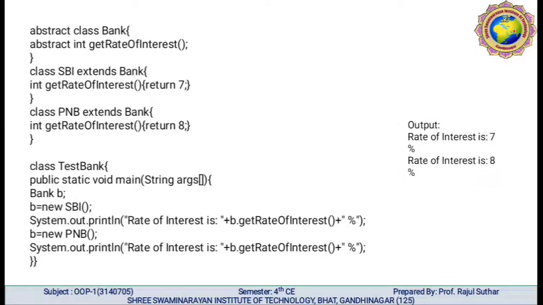So what is the output? First is 7, which is the rate of interest of SBI. Here you can write SBI as well as PNB. The rate of interest of SBI is 7% and the rate of interest of PNB is 8%.